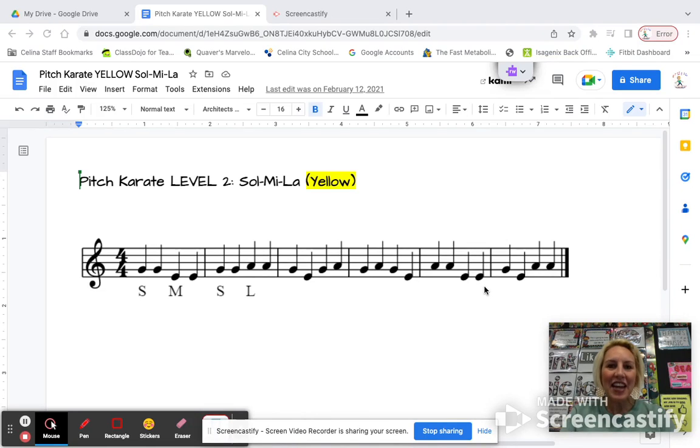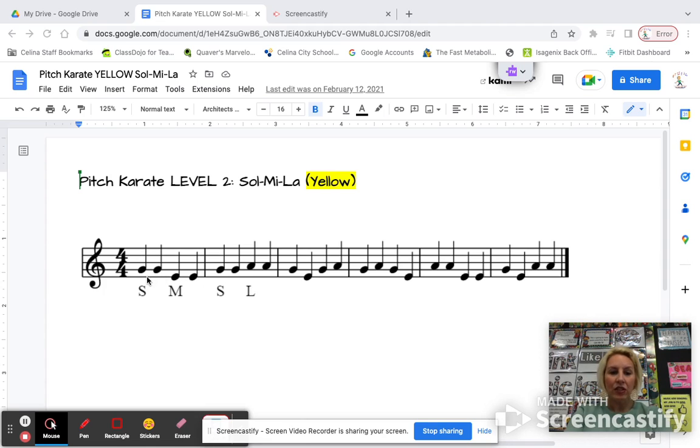Hey friends, today we are working on our level 2 or yellow pitch karate belt. In order to do this, we're going to need to be able to sing the syllables so, me, and la accurately by reading them on their assigned lines and space on the music staff.